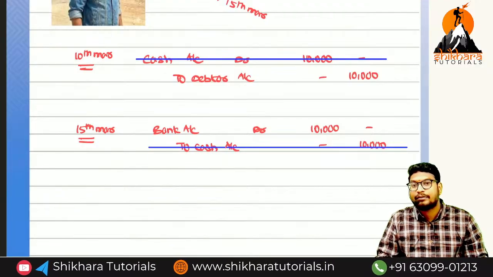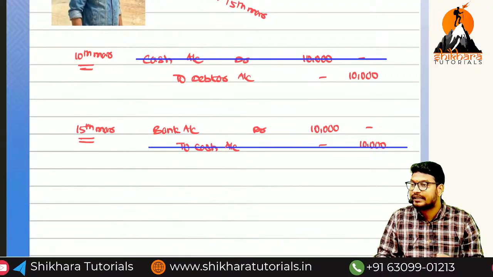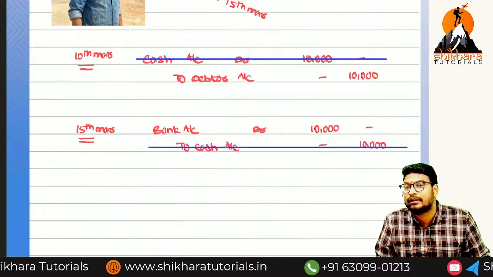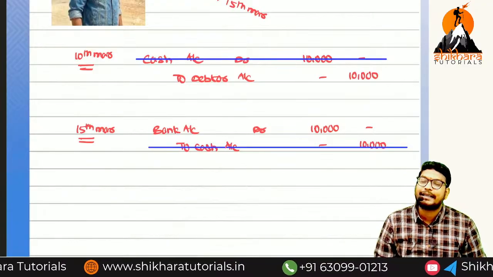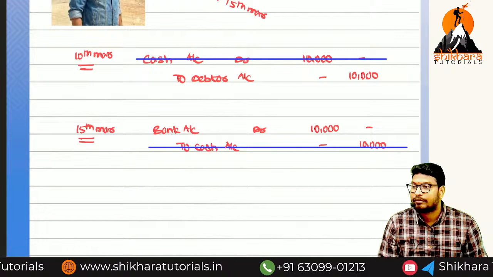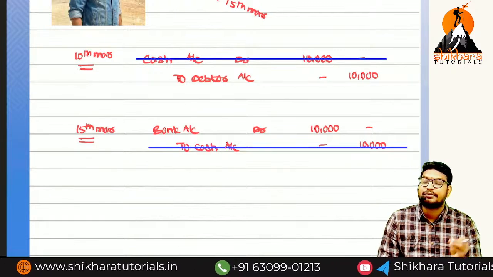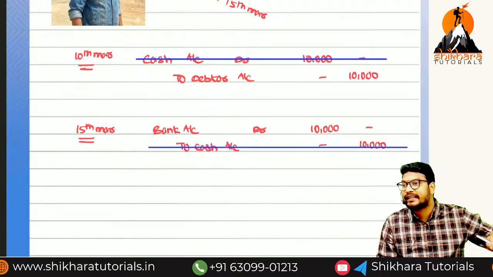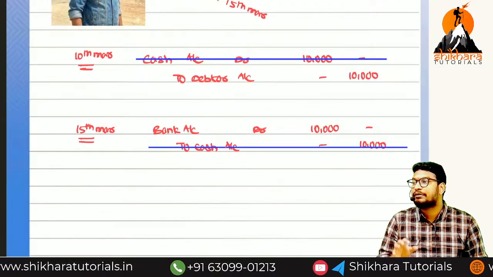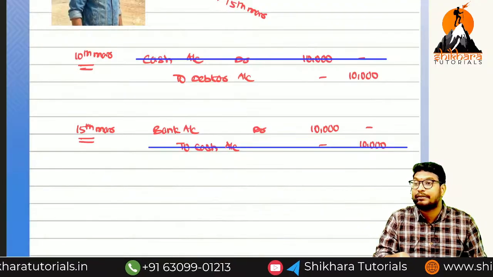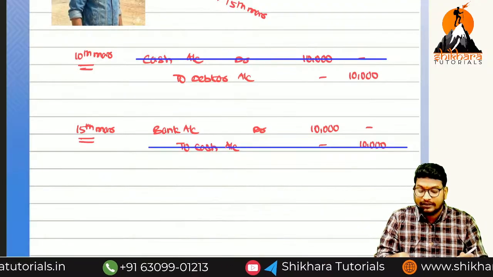So normally, if the check is received on the same date and the deposit also happens on the same date, the direct entry you need to record is bank account debited to debtor account. But if the check is received on one date and deposited on another date, what is our assumption? We have taken cash, we are depositing cash. At that point of time, cash account debited to debtor account, and then at the time of deposit, bank account debited to cash.